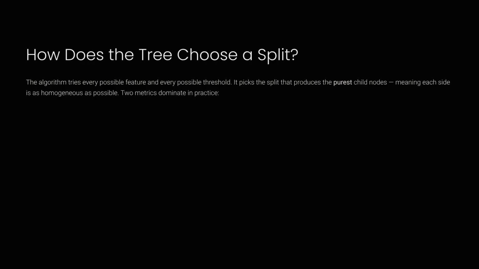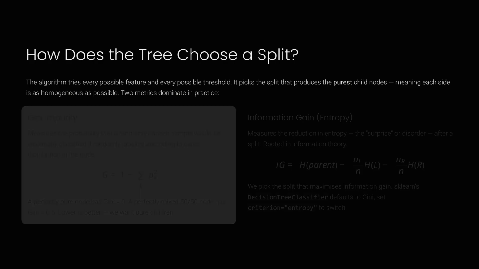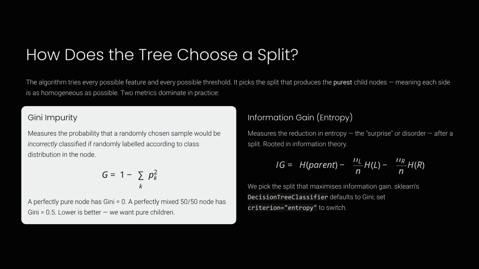The tree chooses a split by trying every feature and threshold to produce the purest child nodes. This means nodes should be as homogeneous as possible. Gini impurity and information gain are the 2 key metrics used in practice.